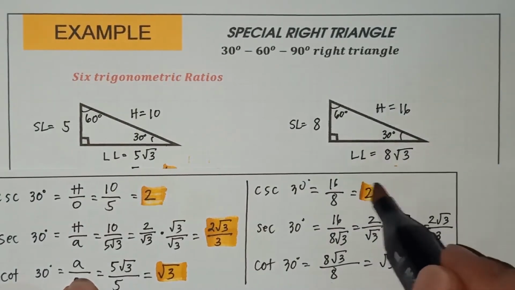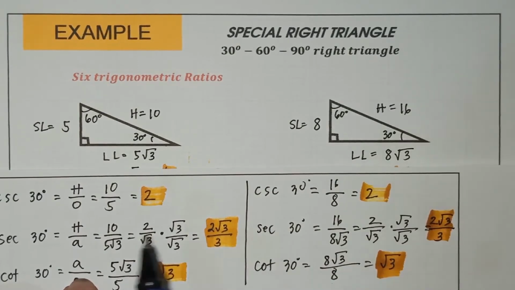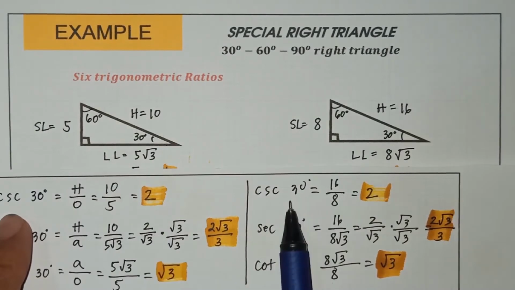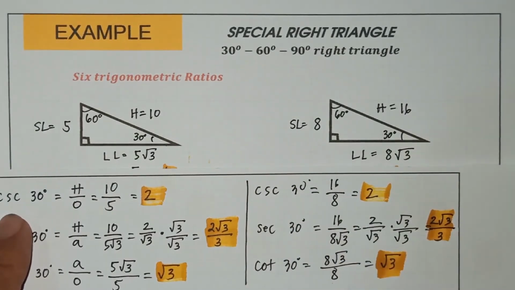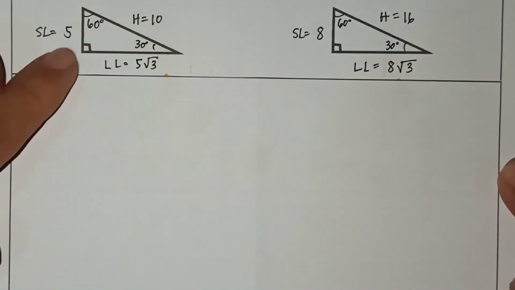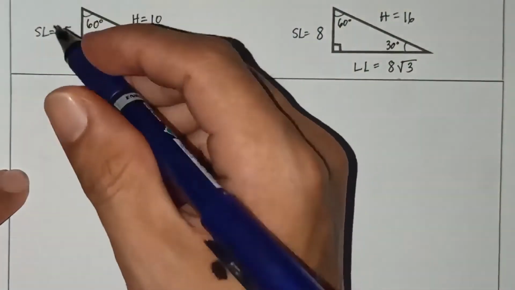So as you can see, even the secondary ratios are similar. Cosecant 30 of the first illustration is 2. The cosecant 30 of the second illustration is also 2. So when we are in 30, 60, 90, this is always applicable. For this illustration, we will be getting the 60 degrees for the 6 trigonometric ratios.